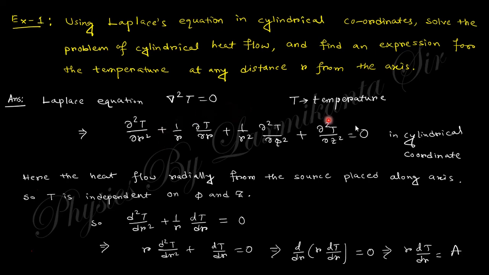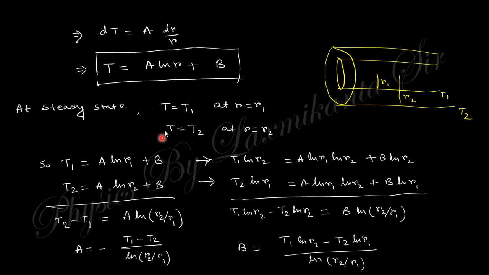Okay, so the Laplace equation will be like that, which can be written like that. Since this is symmetric with respect to phi and z, the solution is independent of these, so these two terms are 0 and only the r dependent part arises. If you integrate these, you can easily find the solution.